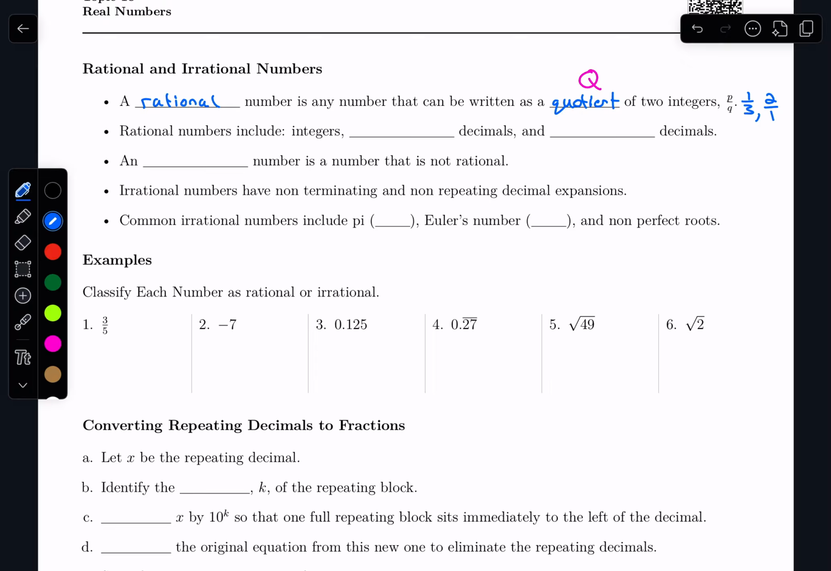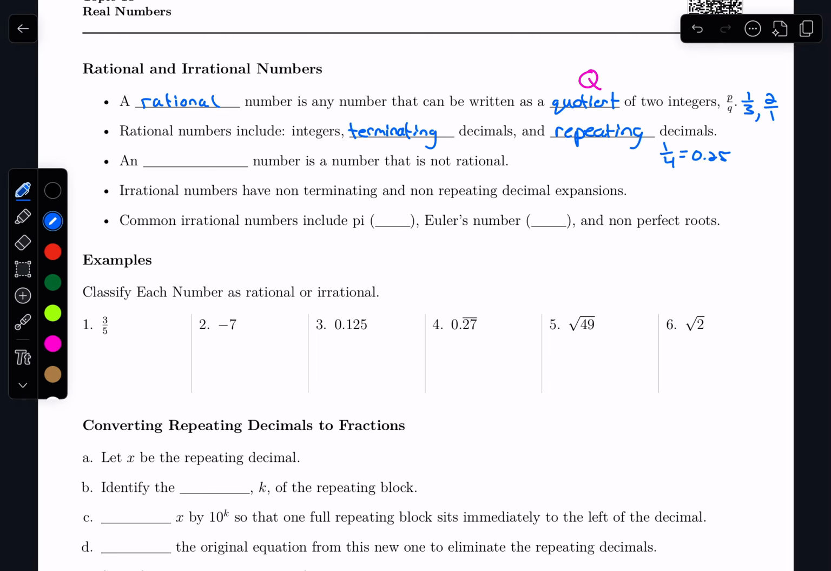Rational numbers include integers, as we just saw. 2 is really 2 over 1, so that meets the description of a quotient of two integers. But it's also going to include decimal expansions that are either terminating decimals or repeating decimals. So both of those will count, where a terminating decimal is one we see quite often, like 1/4 is equal to 0.25, and it stops. Once you get to that 5, the decimal is over. There's nothing that comes after, so we say it terminates.